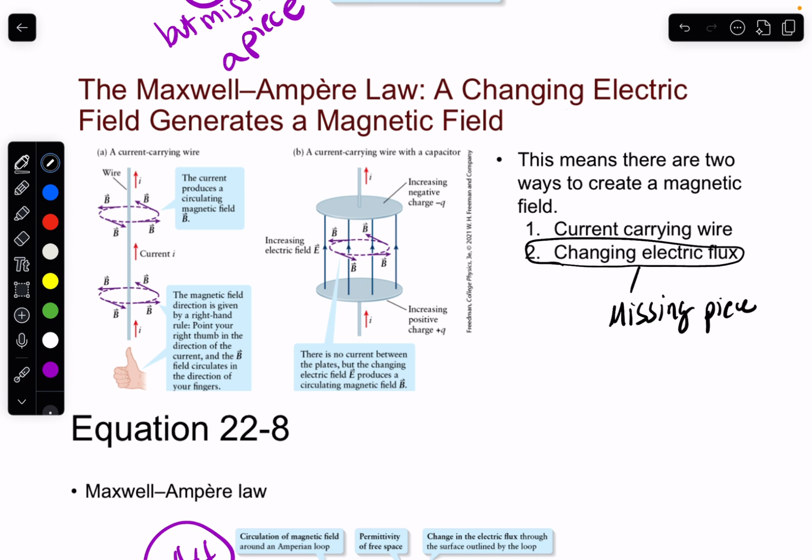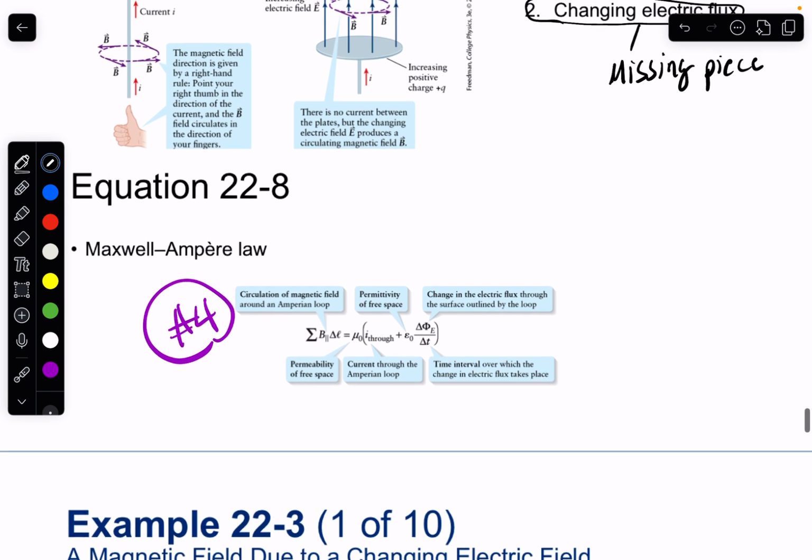And so that's what Maxwell did. He said, wait a minute, we're missing something here, right? We have to complete the symmetry. It's not just changing magnetic fields create electric fields. There has to be symmetry here. Changing electric fields must create a magnetic field as well. And so there's the fourth Maxwell equation. It's called the Maxwell-Ampere law because Maxwell added a little bit to it. He added this bit, which states that a changing electric flux can also create a magnetic field, okay?